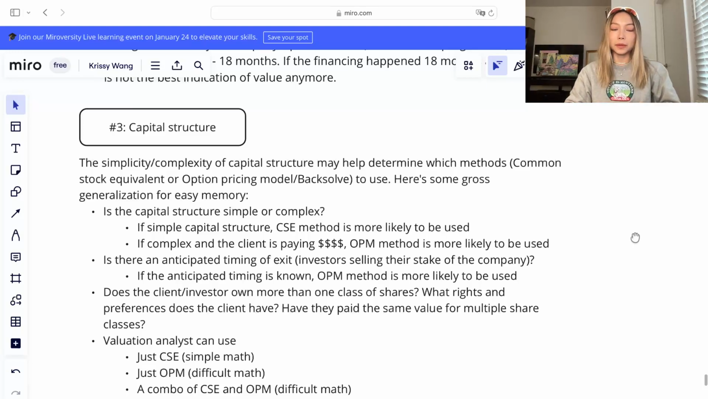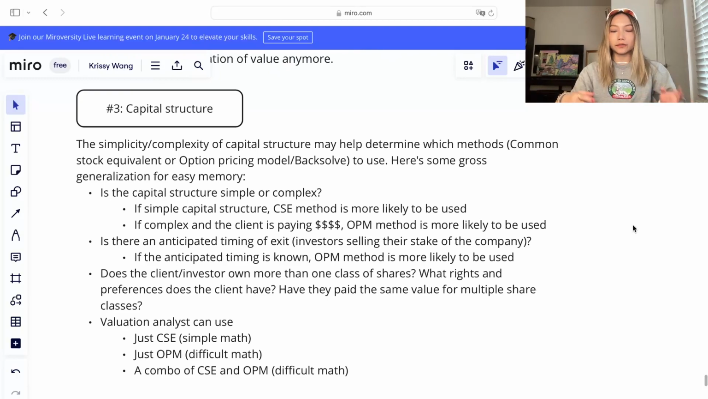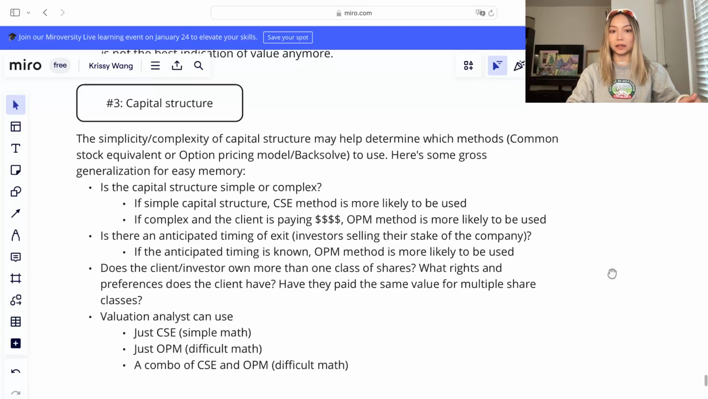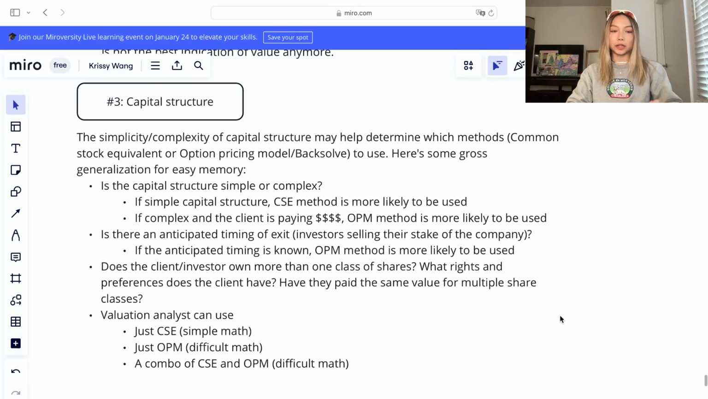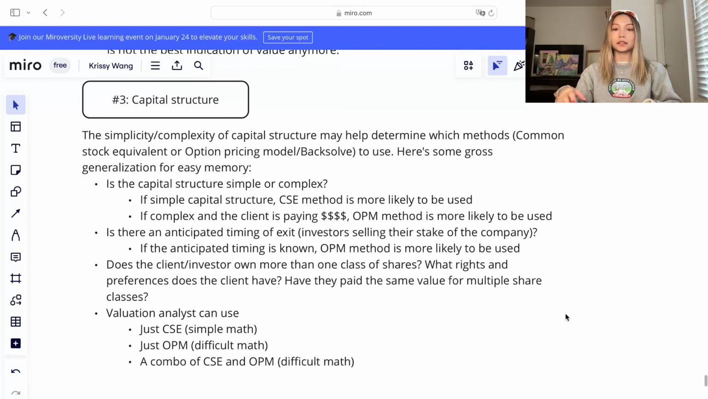If there's an anticipated timing of exit, that just means investors selling their stake in the company, leaving the company behind and moving on to the next investment. It can take the form of selling to another investor or selling the stock at IPO and all that. If there's an anticipated timing, the OPM method is more likely to be used, because this is the method that is forward-looking. Common stock equivalent only looks at it as if today is the day you're going to sell your business.